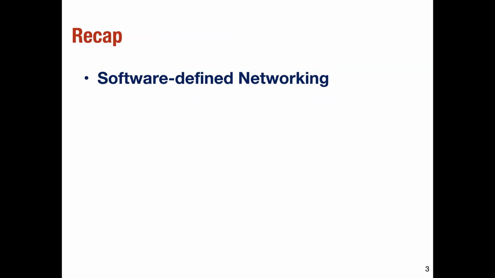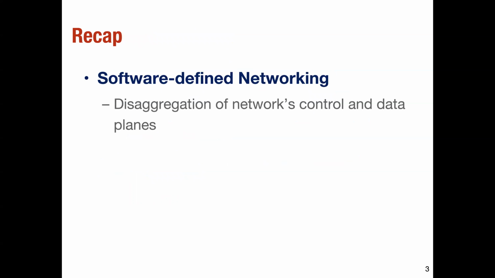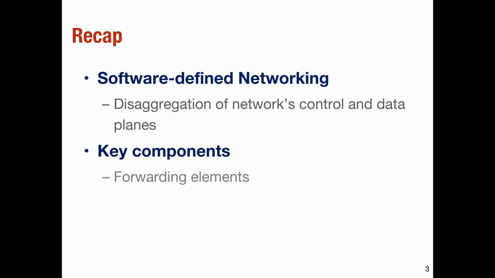And before we jump into those details, let's try to recap what we learned in the last lecture. So we learned that software-defined networking is all about disaggregating or decoupling the network's control and data planes. And it has three key components. One is the set of forwarding elements that are handling the packets. Then there is a network operating system that communicates with these forwarding elements. And then the control programs that sit on top of the network operating system to control how exactly the packet should be handled in the data plane.